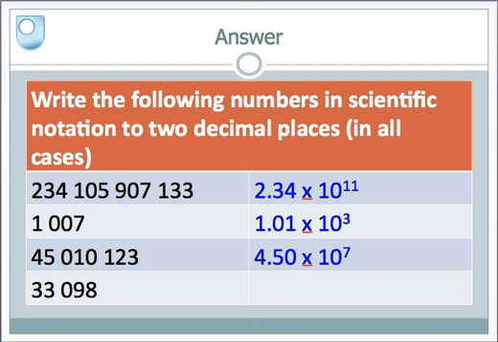My final one, 33,098. Again, I move the decimal point 1, 2, 3, 4 places. To 2 decimal places, I look at the third decimal place, that'll be a 9, and I decide I might need to round up in this case, so my final answer is 3.31 times 10 to the power of 4. This represents these numbers in scientific notation.